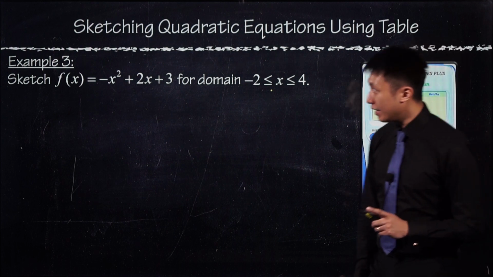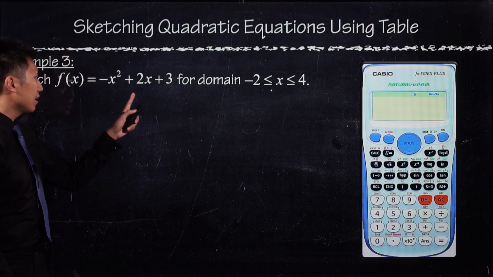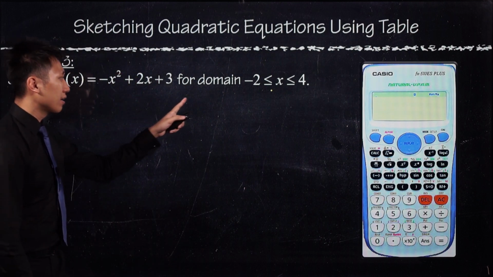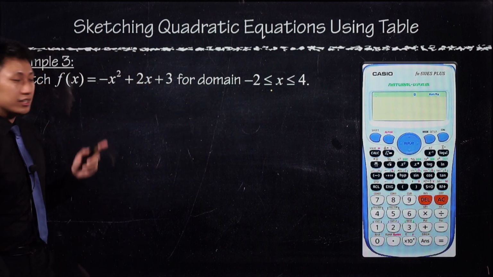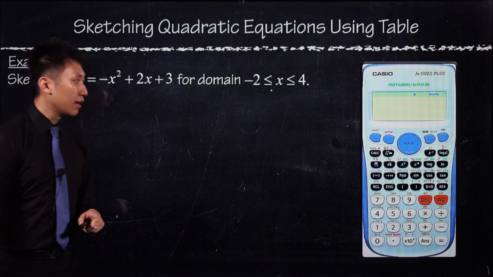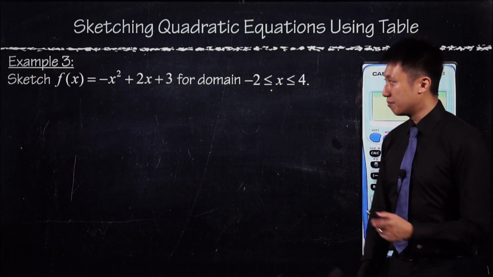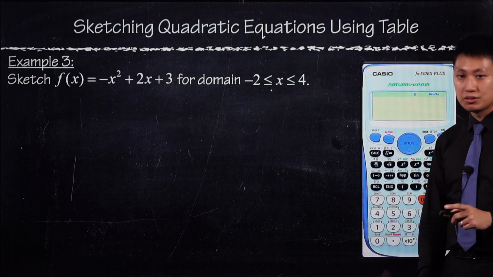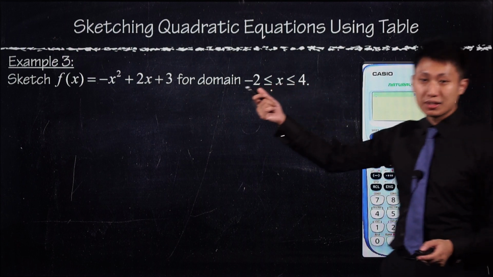Okay, so now, next move on to this one. f(x) is equal to -x squared plus 2x plus 3 for the domain x between -2 to 4. So you're going to sketch this thing in your exam. So maybe they will ask you to draw like a table to sketch it, or you have to, based on this one, to draw a graph.